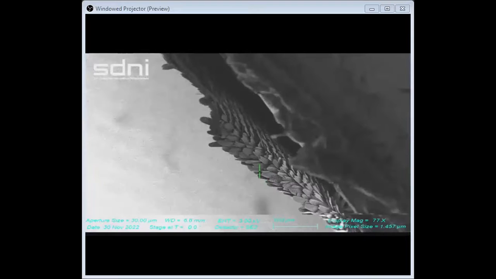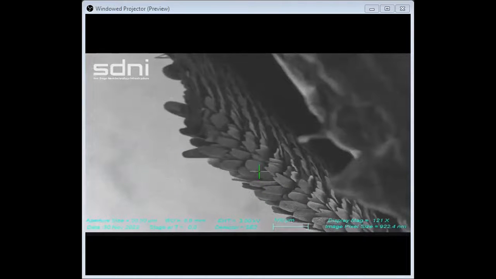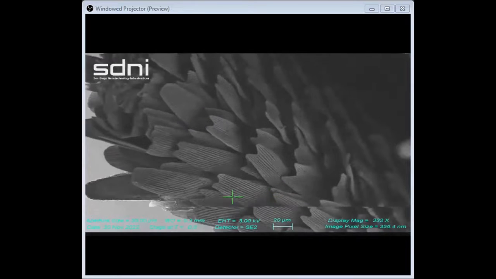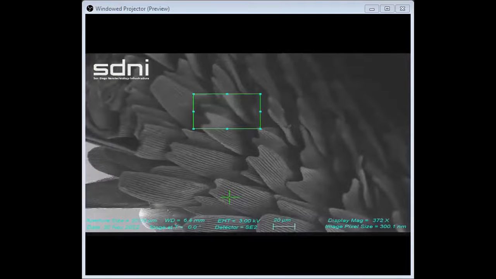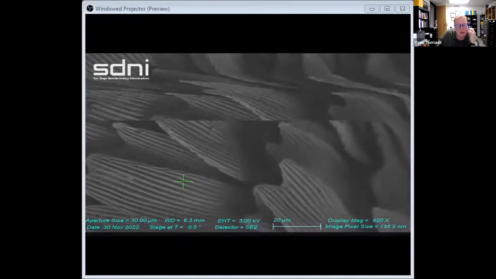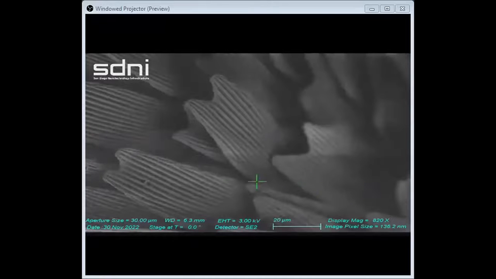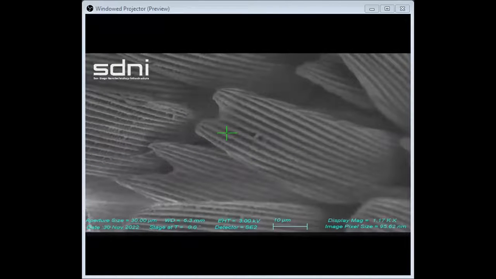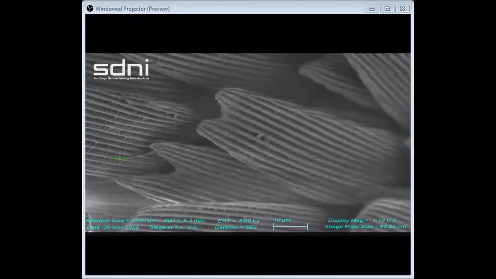So this is the Morpho butterfly wing that we've shown in past demos. I think the ones at the bottom are a little bit more quality, if you want to get into the substructures. Oh, down here. Yeah. Okay. So to get these little structures, we need fine control.